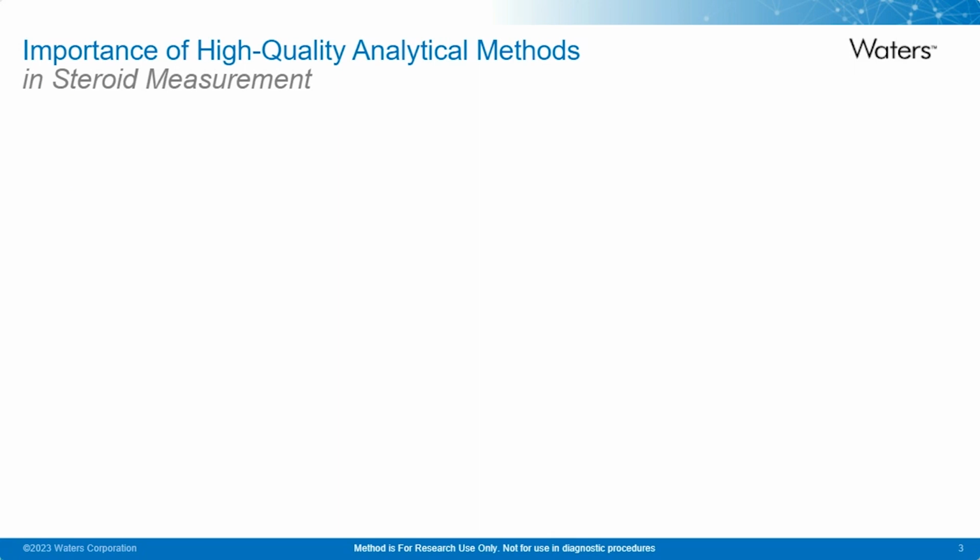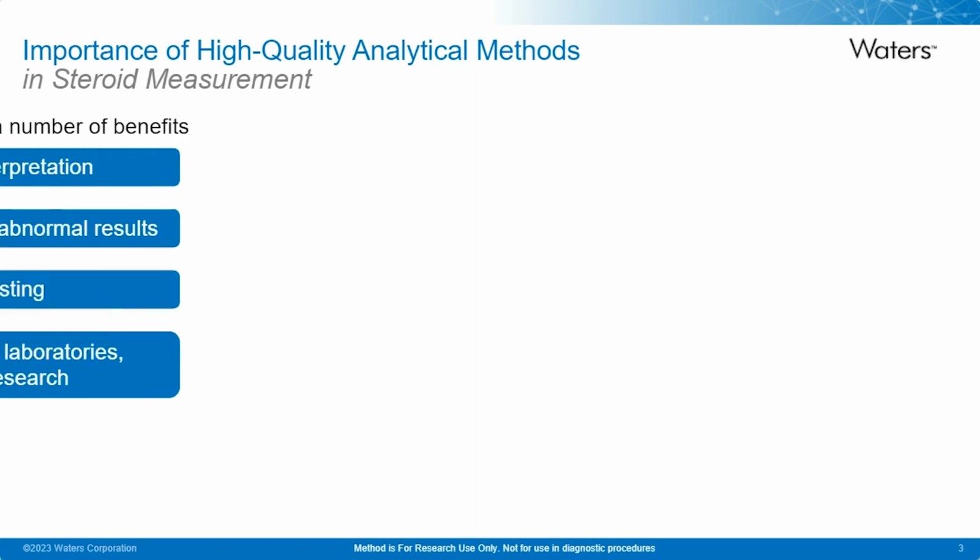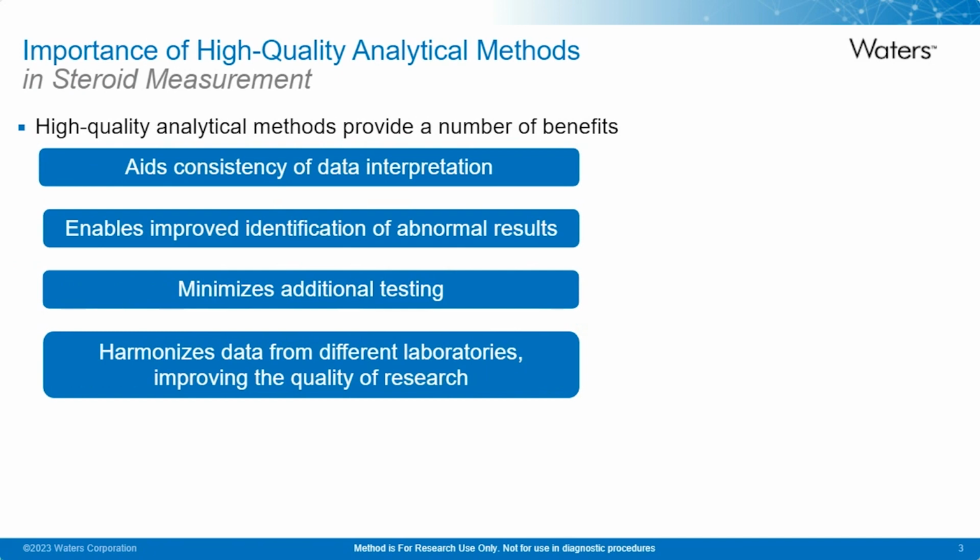So, the importance of high-quality analytical methods in steroid measurement. High-quality analytical methods provide a number of benefits, including aiding the consistency of data interpretation, which can improve the identification of abnormal results. This can help minimize additional testing relating to poor performance of the method, saving time and money. This consistency can result in greater harmonization of data across different laboratories, improving the overall quality of cross-collaborative research.